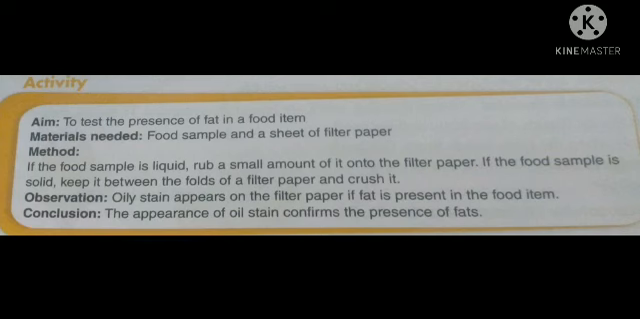The method would require the food sample. If it is a liquid, a small amount of it should be rubbed onto the filter paper. If the food sample is solid, it should be kept between the folds of the filter paper and crushed.